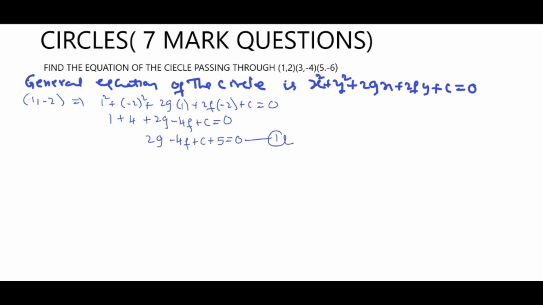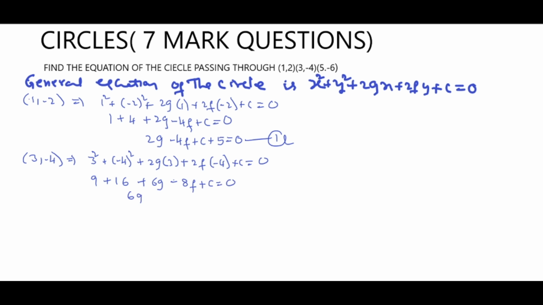And substituting the second point (3, -4), that is 3 square plus minus 4 whole square plus 2g into 3 plus 2f into minus 4 plus c is equal to 0. 3 square is 9, plus minus 4 whole square 16, 2g into 3 that is 6g, 2f into minus 4 that is minus 8f, plus c is equal to 0. 6g minus 8f plus c, 9 plus 16 that is 25, is equal to 0. This is the second equation.